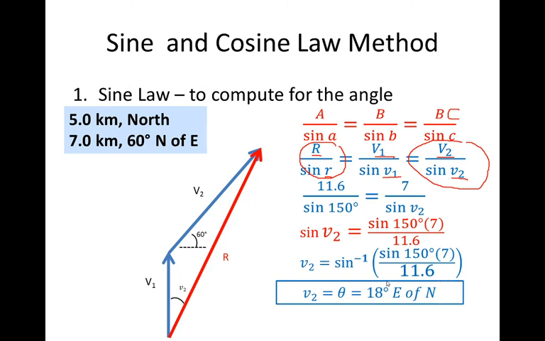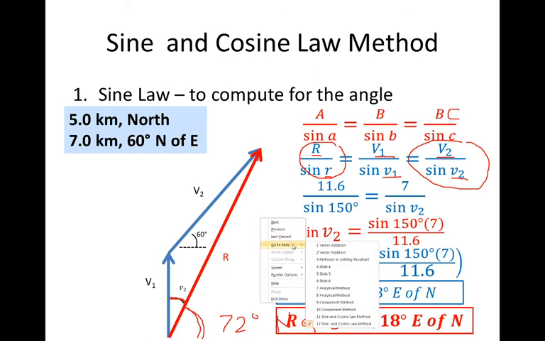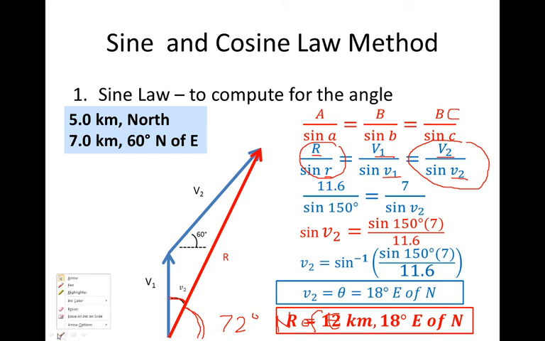So the answer is 18 degrees. Now, that angle might seem different from our component method, but that refers to this angle right here, the inner angle. So that is 18 degrees east of north. So if you want to measure this angle, that will be 90 degrees minus 18. So this angle right here would be 72 degrees north of east. So they are just the same angle, just the complementary angle. So that is 12 kilometers, 18 degrees east of north.